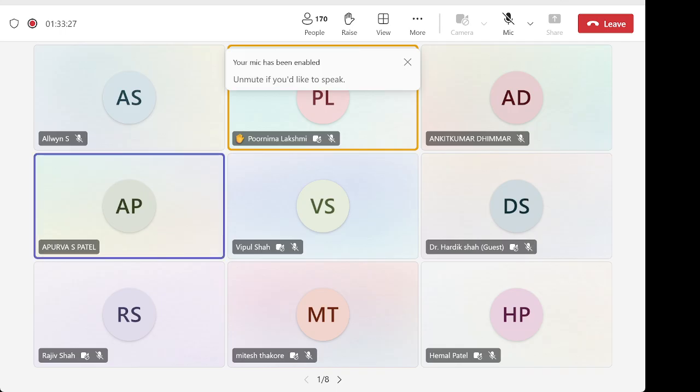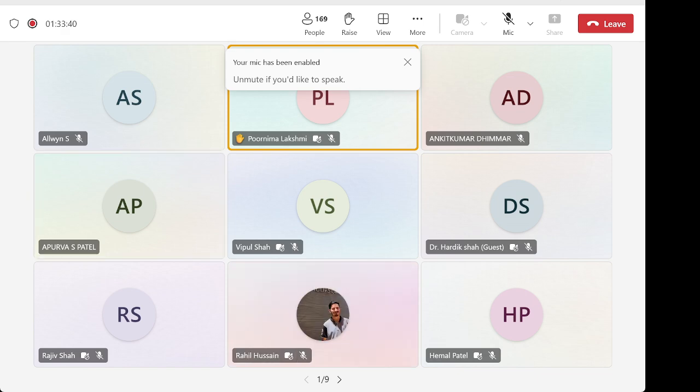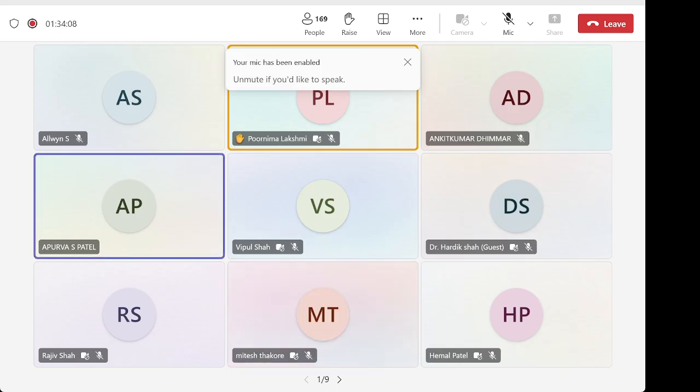Hello, Kalyan sir. Hello. Kalyan sir has a problem with his mic, so he will soon start the presentation.